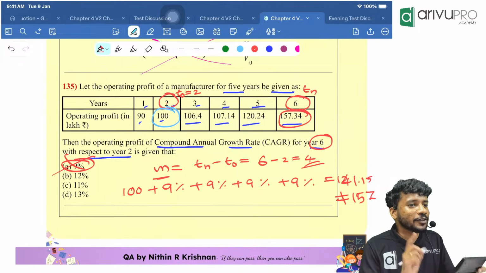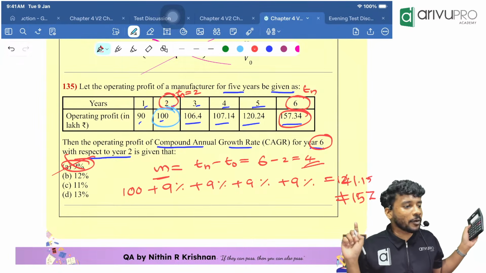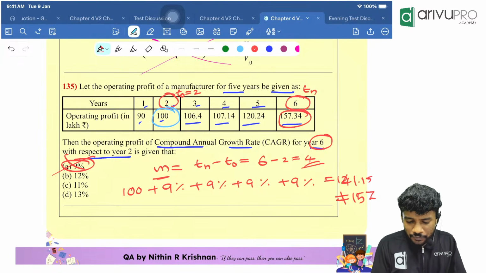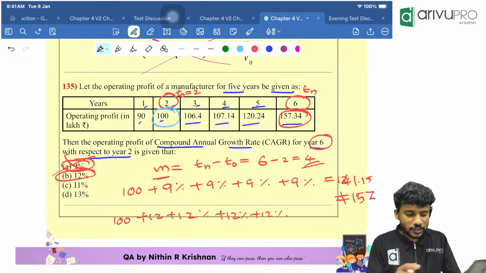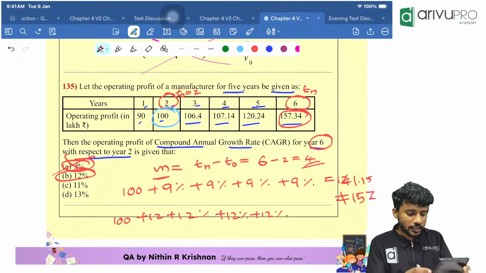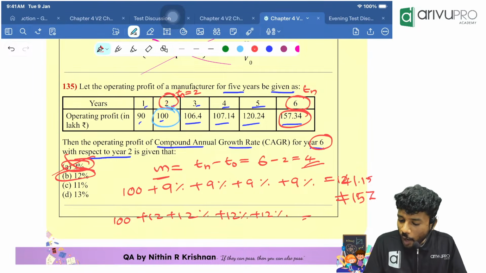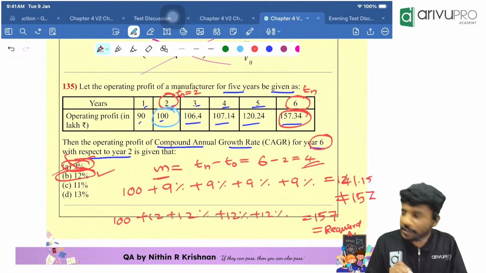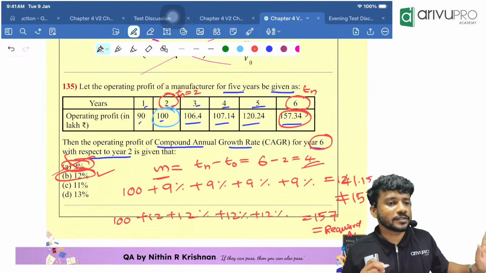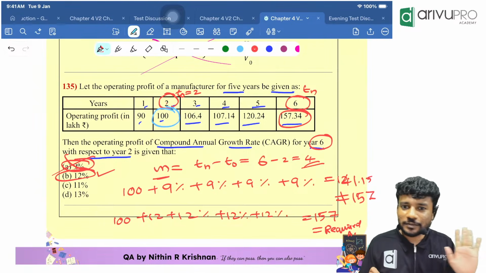That's how we are going to find the compound annual growth rate. It is nothing but our compound interest. The concept of compound interest we are going to use. Then, second option, try 100 plus 12% plus 12% plus 12% plus 12%. How much is it? 157, which is equal to our required answer. Which option is the answer? Option B, 12%.